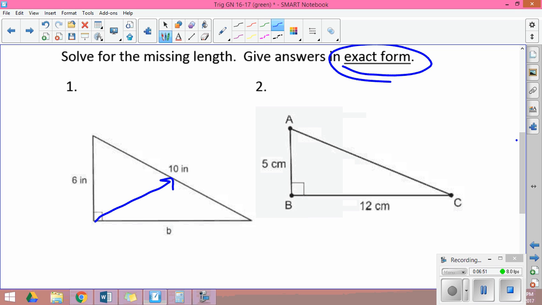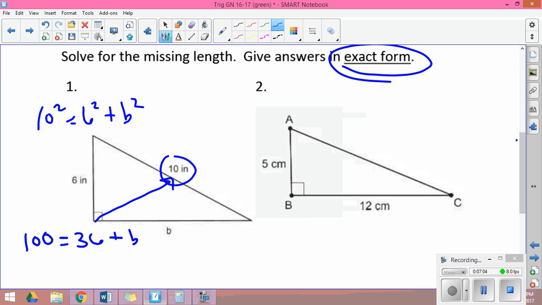The very first thing I do is find the right angle, so I know I'm going to start here. 10 squared is equal to 6 squared plus b squared. And so I have 100 is equal to 36 plus b squared. Subtract 36. 64 equals b squared. I'm going to take the square root of both sides. Because this is a length, I do not have to consider the negative, and so b is 8.